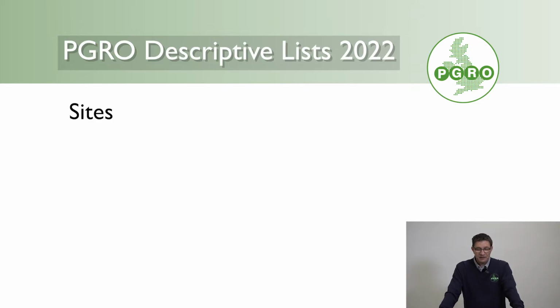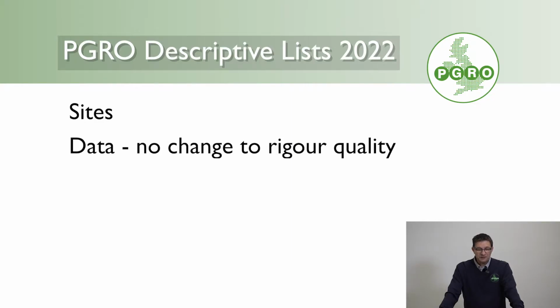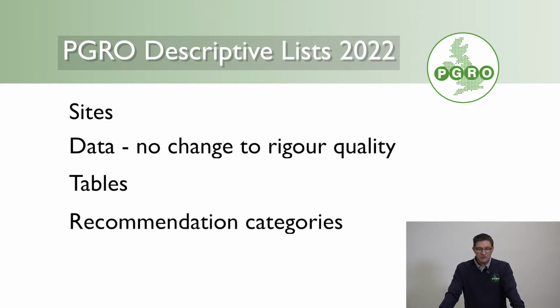We retain the same numbers and roughly in the same locations. We found no changes to the data. We still use a 5-year data set, and no changes either to the rigour or the quality of the data that we produce. Tables, we continue now with producing both tables in PDF format and also an Excel download, which I'll come to later on in the talk. Of course, we changed the recommendation categories from what they used to be to simply now listing them by the number of years they've been in the descriptive list, and also alongside of that the year in which they enter the descriptive list.